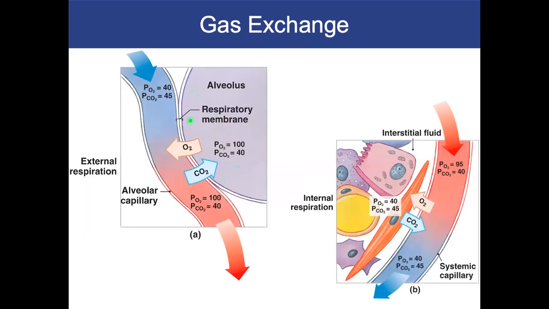But I want you to look at the numbers. So this is oxygen level. You may think that this is percent, but it's actually not percent. I believe it's in torr. And so the amount of oxygen coming in is 40 units. CO2 is 45. At the lungs, oxygen is 100. CO2 is 40.